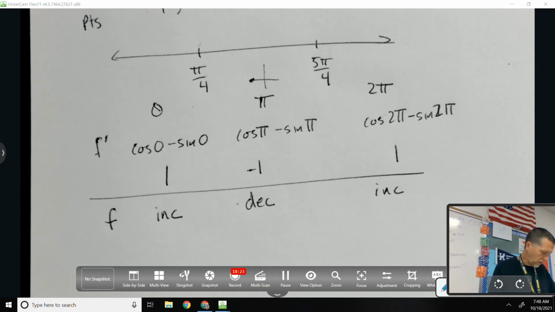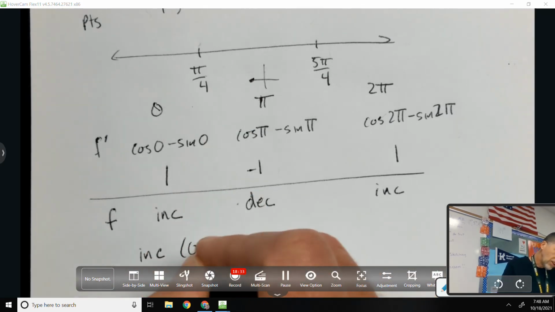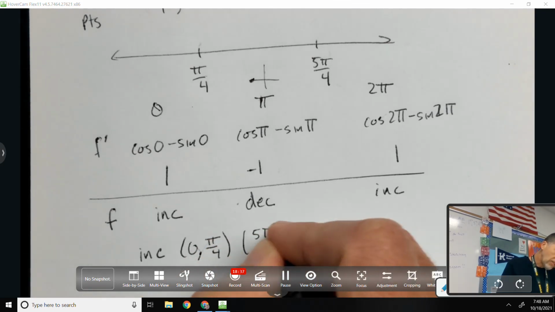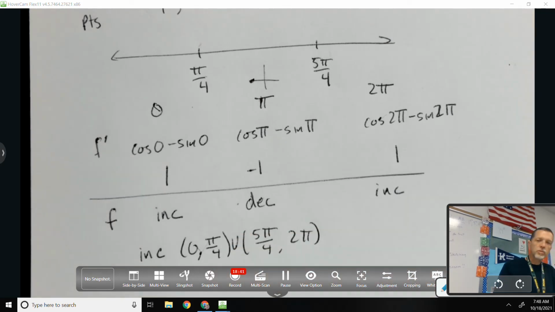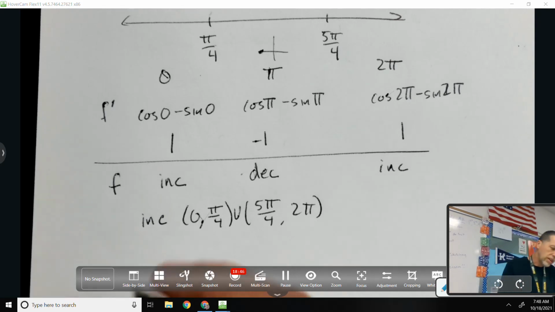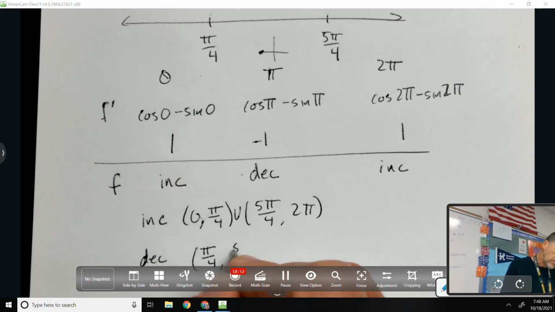And now let me make sure I've answered the questions. Find the open intervals on which the function is increasing and decreasing. I sort of have that, I guess I should spell it out a little bit. Increasing from 0 to pi over 4, and 5 pi over 4 to 2 pi. And we start at 0 and stop at 2 pi because that's where it told us to start and to stop. And decreasing from pi over 4 to 5 pi over 4.